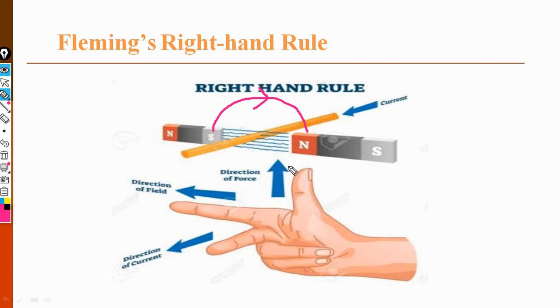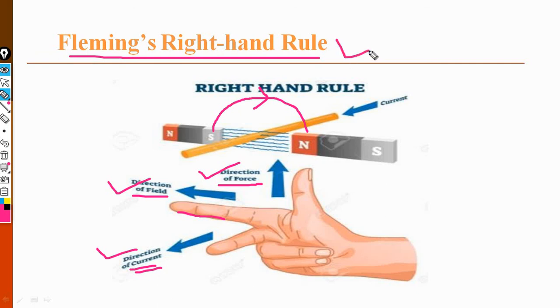The thumb shows the direction of force, the first finger shows the direction of field, and the second finger shows the direction of current. That means Fleming's right hand rule depends on the direction of force, direction of field, and direction of current. Now this is the Fleming's right hand rule.